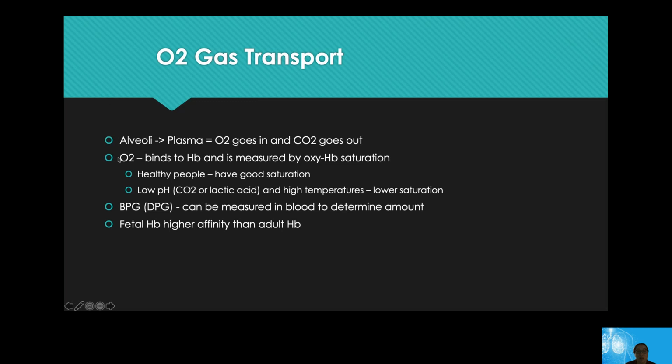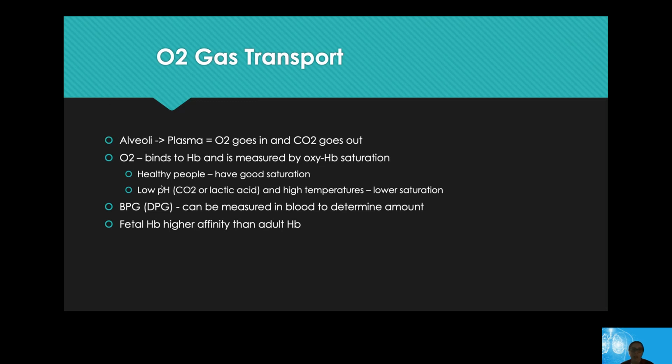And we can measure when oxygen makes its way in with the help of oxygen saturation curves, oxygen hemoglobin saturation curves. Healthy people have good saturation. In fact, if you were to breathe in 100% oxygen, you can almost saturate up to 97.5% of your hemoglobin. That's really good saturation.